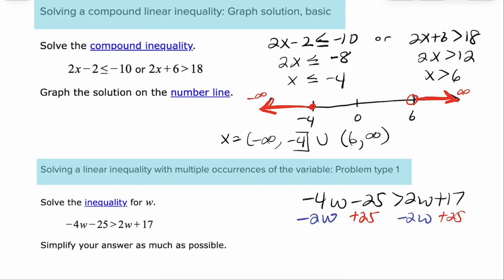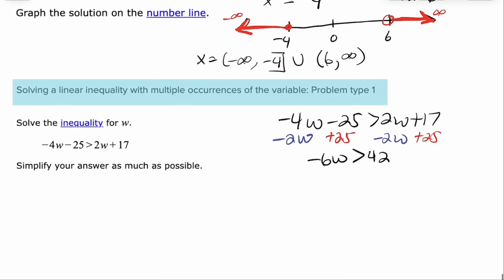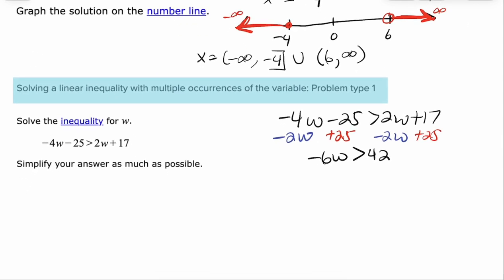That'll get my numbers on the right. And you could have done it slightly differently, but that's what occurred to my brain at this particular time. And then 17 plus 25 is 42. Now we're not done until we divide by a negative, but what rule do we have to remember? Well, when we divide by a negative, we're going to flip that symbol. So again, I like to highlight that to remind me to not forget. Okay, so I get w is less than -7.